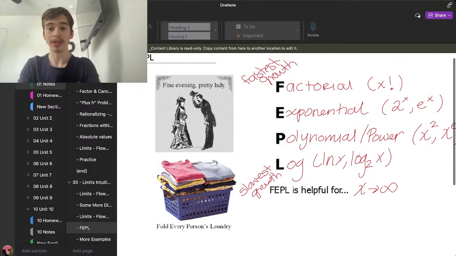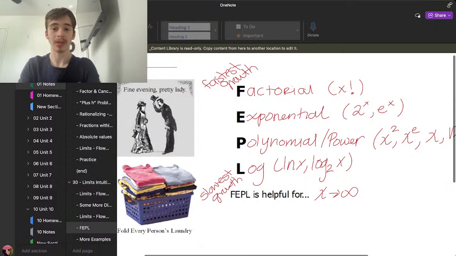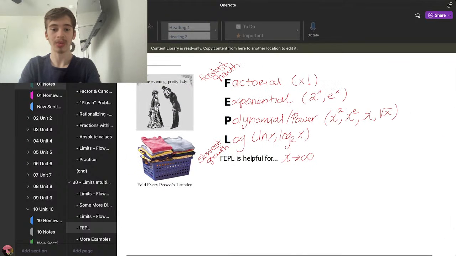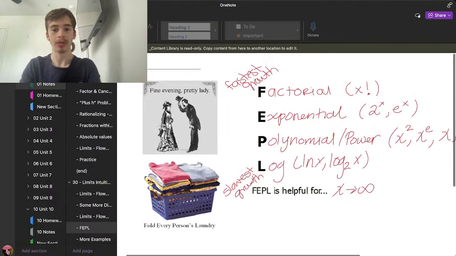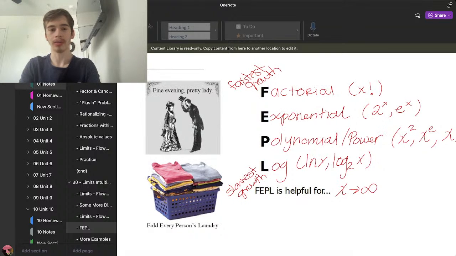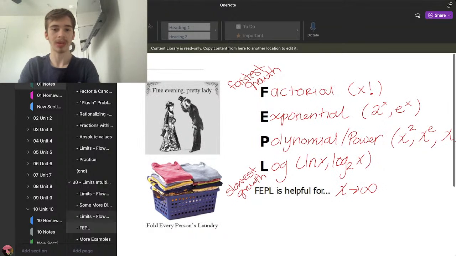These tend to increase the fastest. Exponential is the next fastest, and then polynomial power is slower than exponential in terms of increasing, and log, in terms of natural log of x or log base of anything else, tends to increase slower than the rest. FEPL, try to remember it.